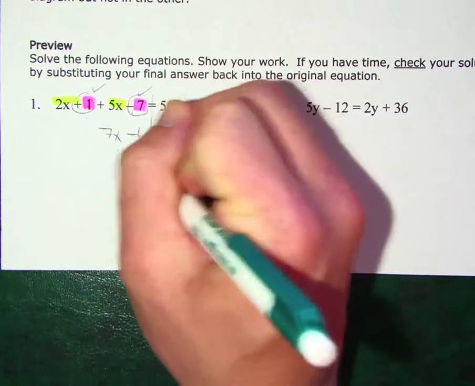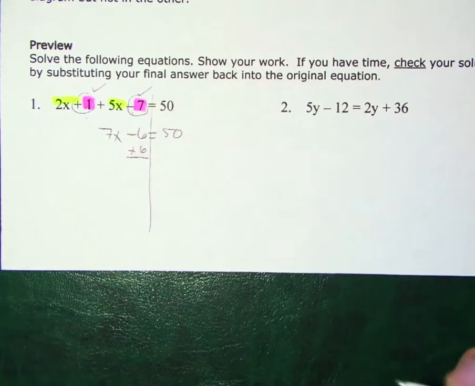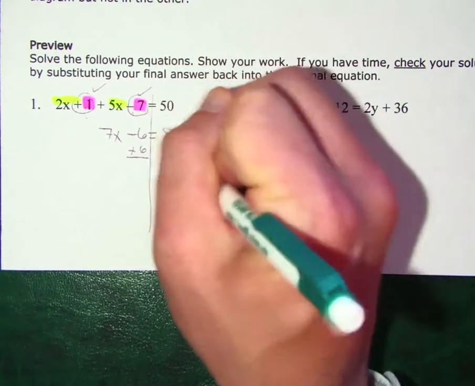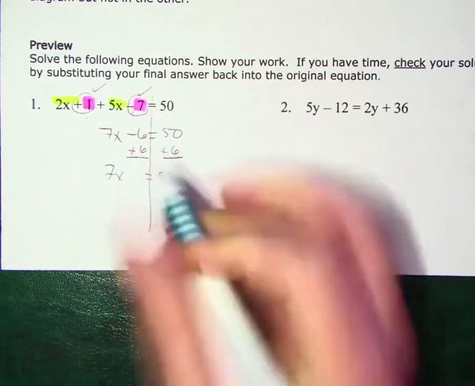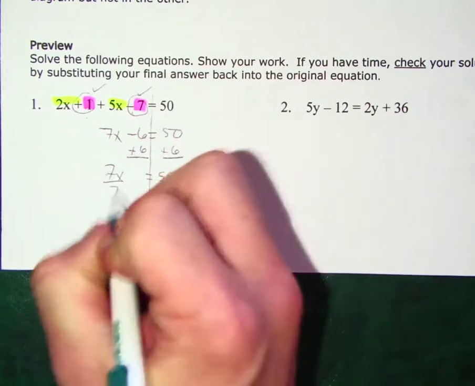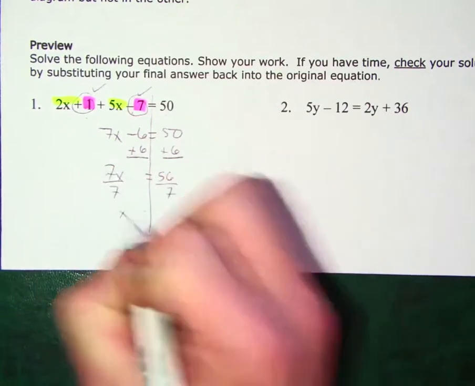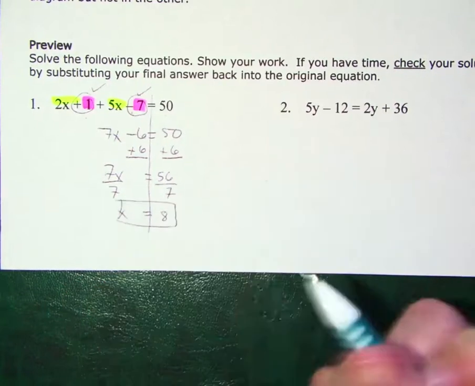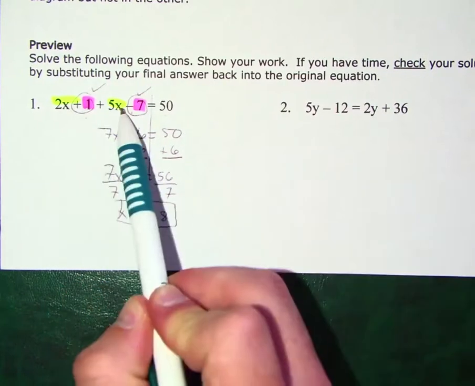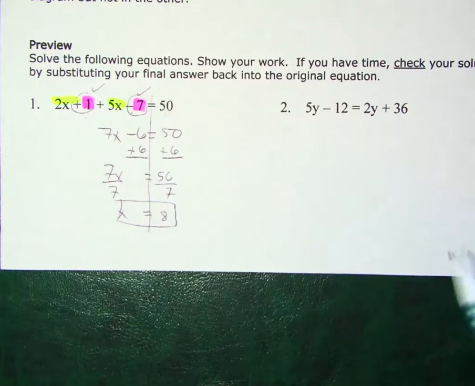Now I'm going to undo the minus 6 with a plus 6. What I do to one side, I do to the other. And then I'm going to undo the multiplication with division. And that's going to give me 8. With time, I can substitute into here and make sure the left equals the right. Makes it true, it's a solution.